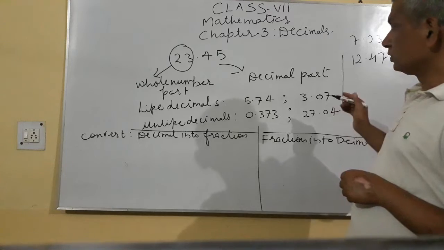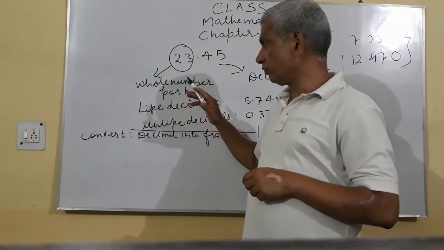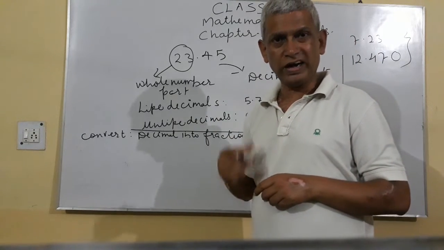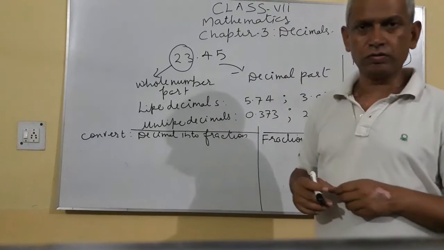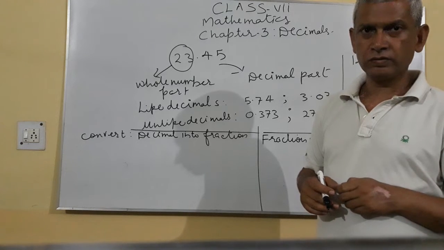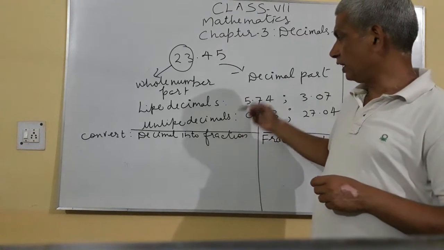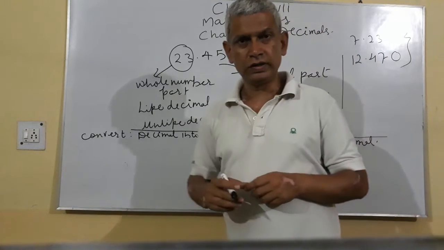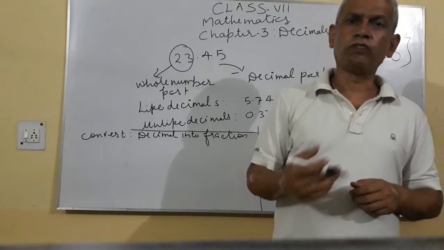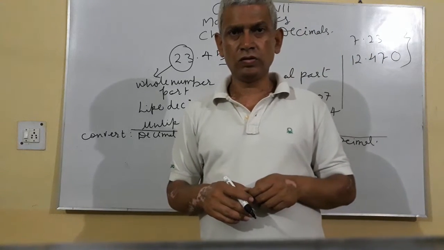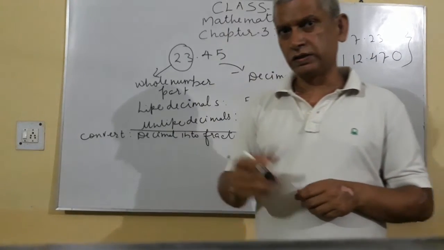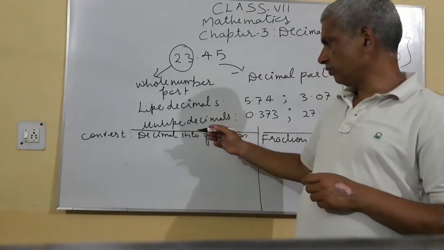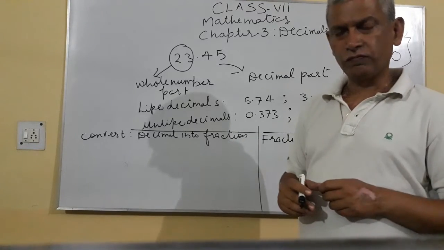So students, converting unlike decimals into like decimals is very important, especially when you add decimals, because at that time you make a lot of mistakes. So first convert unlike decimals into like decimals. Now suppose you need to convert decimals into fractions or fractions into decimals. In exercise 3.1, you will get similar kinds of questions.